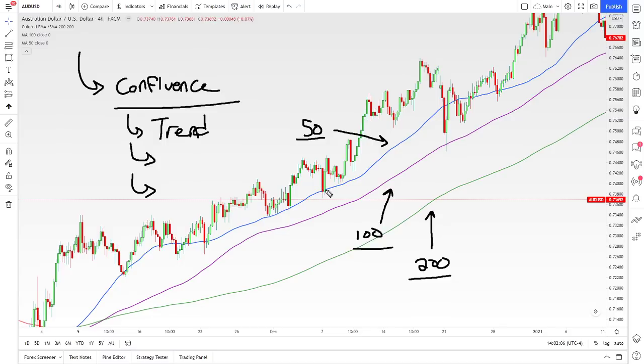What I'm looking for here is for all three of these to be lined up in the same direction. So this 50 is going to be our fast moving average. By the way, these are not magical numbers. You could use a 20, you could use a 40, whatever you use. These are just general moving averages that I like to use. And then you've got slower ones, right? So the 200 would act as our slow moving average, and you could call the middle one here the medium moving average, if you will. The main focus is just to see that all three of them are lined up.